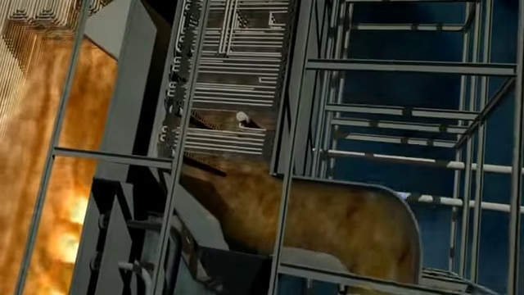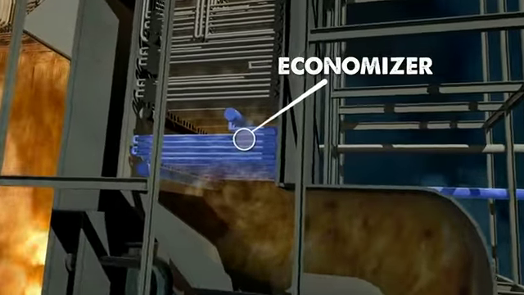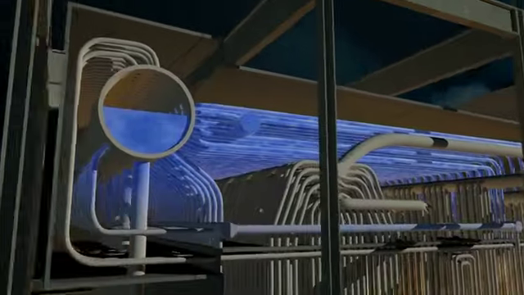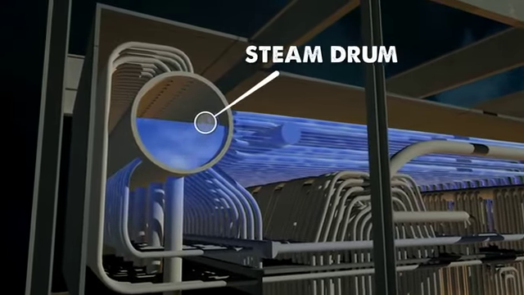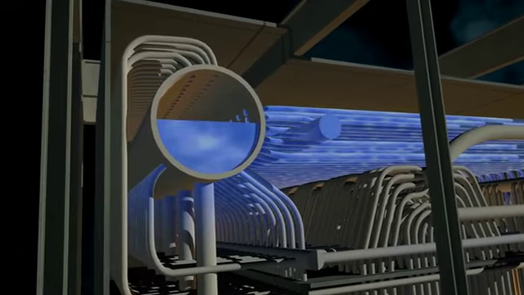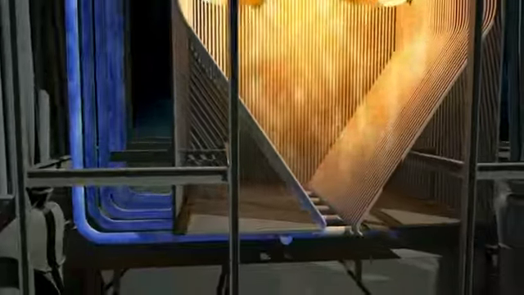Liquid water is pumped into the system at the economizer. Gradually, it's heated to base temperature before gathering at the steam drum, the system's main distribution hub for circulating water and steam through the boiler. Liquid water flows through large downcomers and into the base of the firebox.